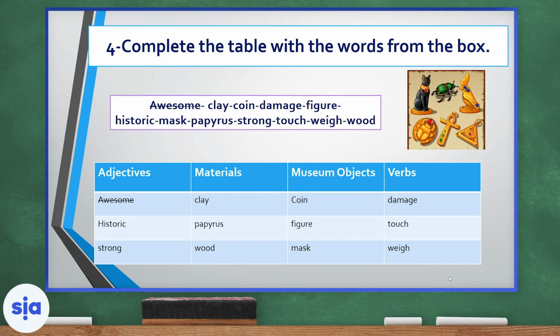So now we will move on to the verbs column. Of course, the verbs we know are damage, touch, and weigh. If you damage something, you ruin it or you break it. If you touch something, of course, you use your hand probably to touch it. And if you weigh something, you check how heavy it is.